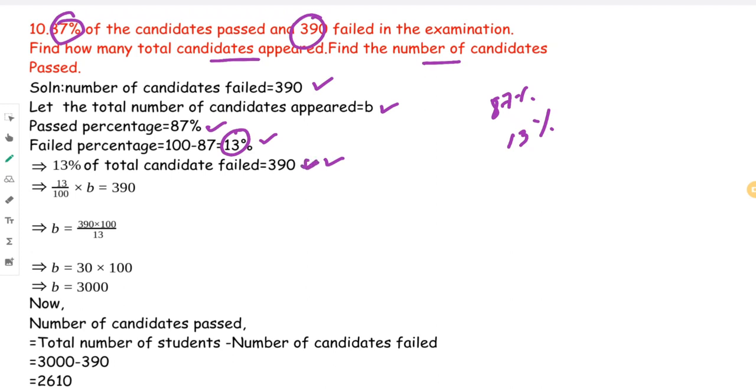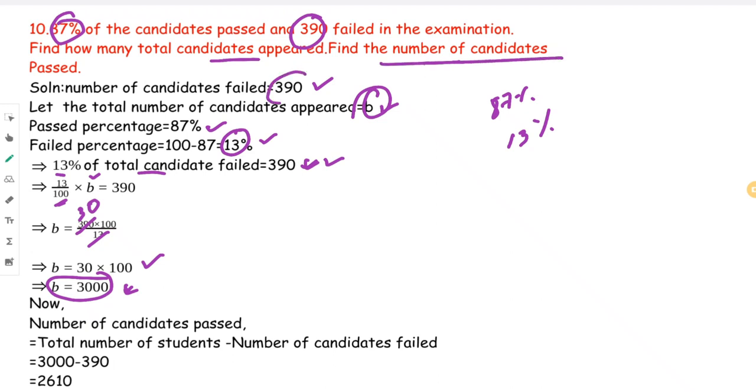So now let's find out. 13% means 13 by 100. Total candidates, how much? We took it to be small b for now, right? Equals 390. We'll do cross multiplication. This 100 will go up, this 13 will go down. Then I'll be having 390 times 100 by 13. Then 13 was a 13. 13 3s are 39, so 0. I'm having what, 13 to 100, which will give me 3,000. So now we know the total number of candidates who appeared in the exam equals how much? 3,000.